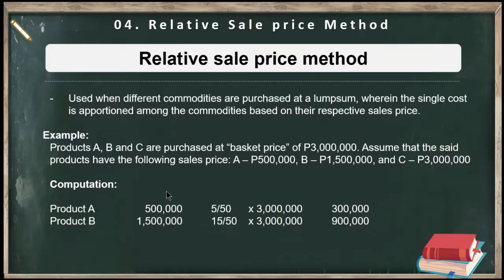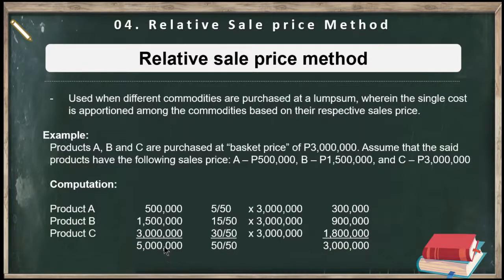We sum up the sales prices of the different products. The total is 5 million, and we get the fractions. We remove the same number of zeros, 5 zeros, in all of the amounts, and you will be left with 5 over 50, 15 over 50, 30 over 50, and 50 over 50. Then we multiply each fraction by the lump sum price. We apportion the 3 million using the selling prices. That is the relative sales price.